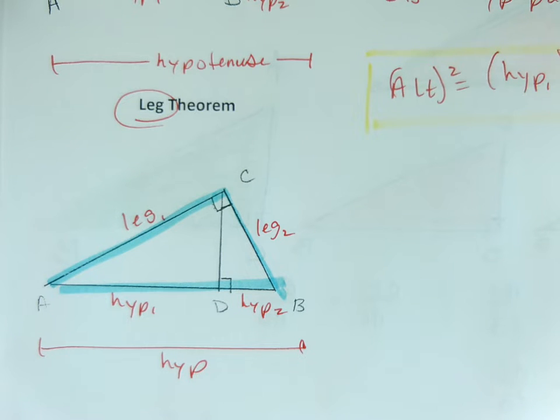So, if I want this leg, then this is the piece of the hypotenuse that's attached to it, right? So it would be this times this is equal to the piece that's attached to it times the entire hypotenuse. If I'm using this leg, and this is the piece that's attached to it, right? Leg times leg, hypotenuse piece times the entire hypotenuse, okay? Let's write that down.